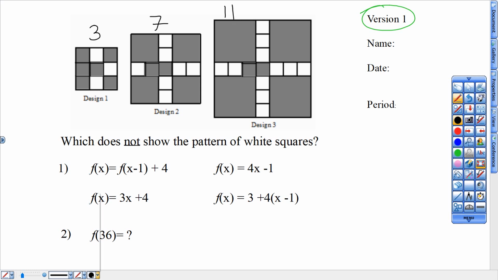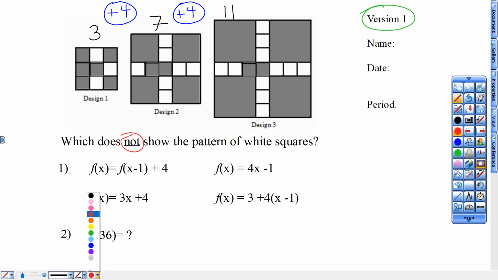So I could see that if I go up from 3 to 7 and to 11, that increase is going up by 4. What I'm looking for are all the answers that have 4 in the right place and try to find that bad one that does not have 4 in the right place.